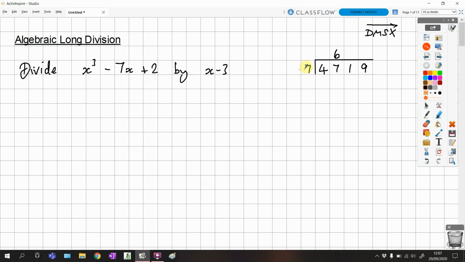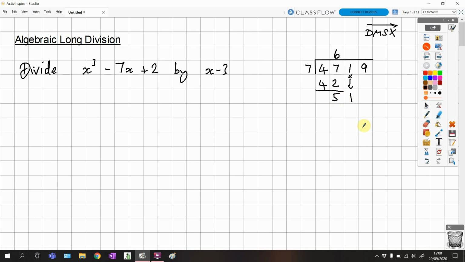Multiply. 6 times 7 is 42. Subtract gives me 5. Cross down, bring that 1 down to here. This process identifies the remainder of 5 in a way that you can write down rather than just thinking about it. So we've done divide, multiply, subtract, cross down once.